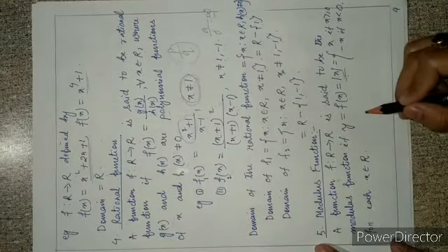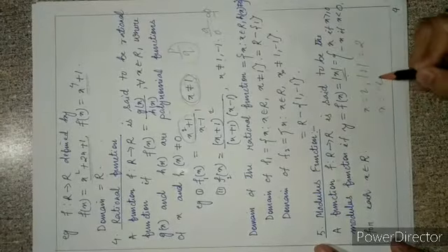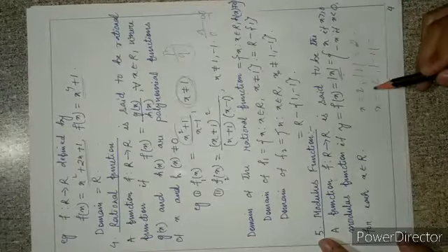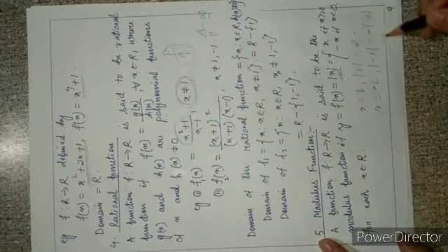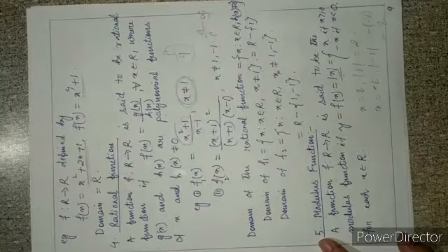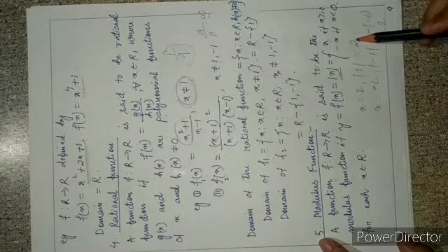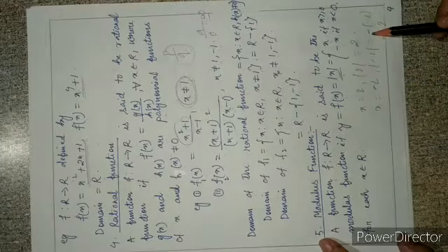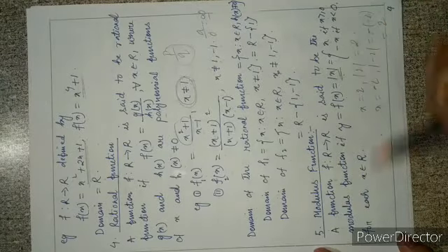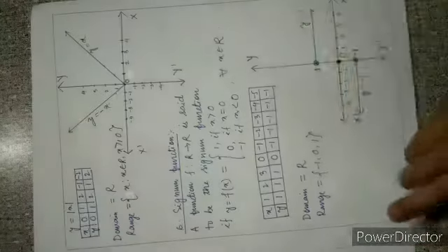For example, if x is equal to 2, modulus of 2 is 2. If x is equal to minus 2, modulus of minus 2: minus 2 is a negative number, so this negative number should be multiplied by another minus 1, and minus times minus is plus 1. Zero stays 0. That is how the modulus function is defined.